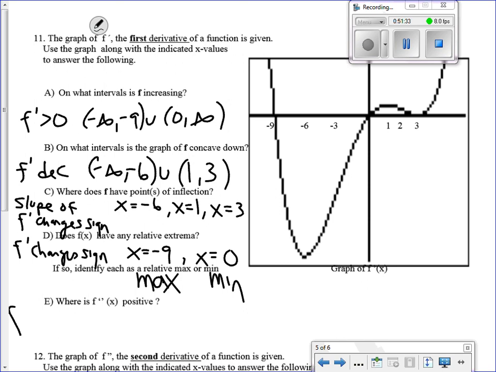The function is concave up when the first derivative is increasing. So this is increasing from -6 all the way up to 1, and then from 3 to infinity.